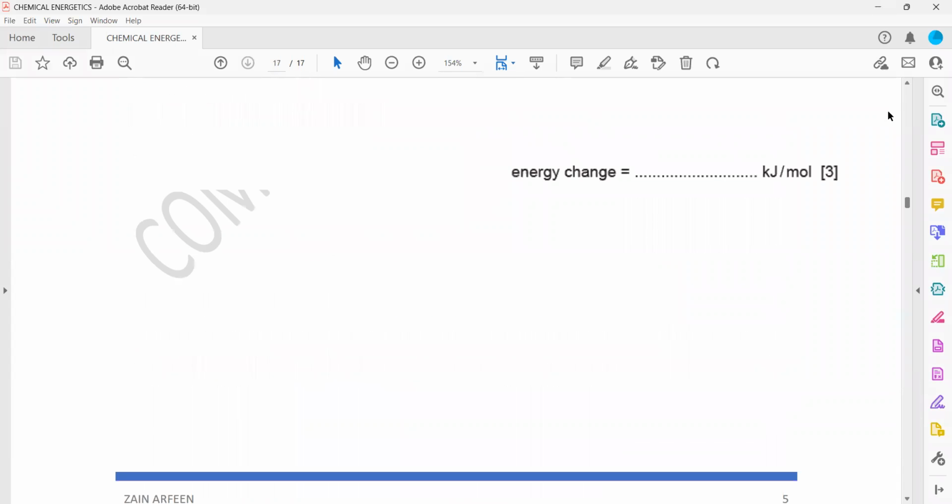So this was exercise 2 related to the chemical energetics.